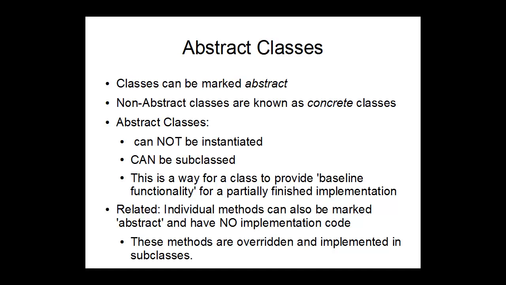Well, it turns out this is the way that you can provide baseline functionality and partially implement a finished system with abstract classes, say, and then you subclass those abstract classes to finish off the last piece of the implementation. It turns out you can also mark individual methods to be abstract, and when you do that, you define a method, you define its signature, but you don't define any implementation code. So you push the implementation for that method down into the child and or grandchild classes to implement that abstract method.